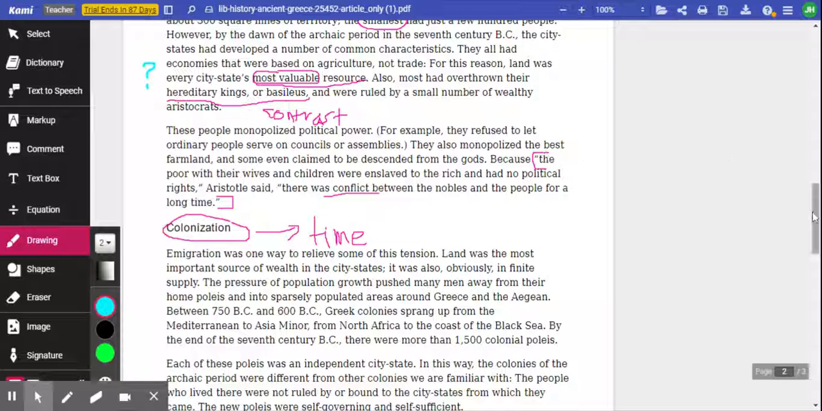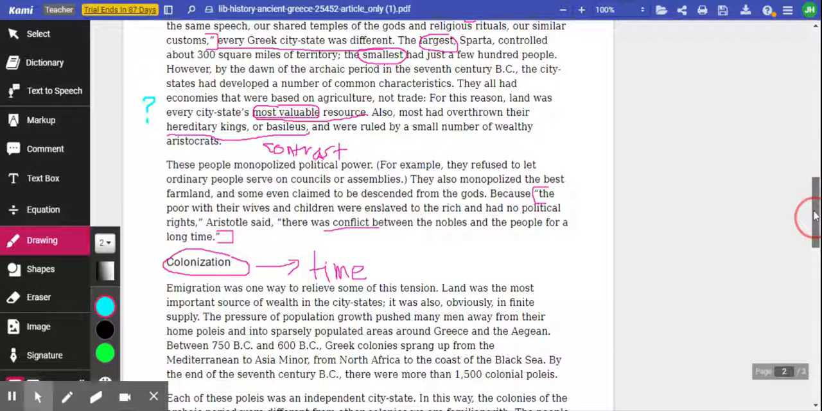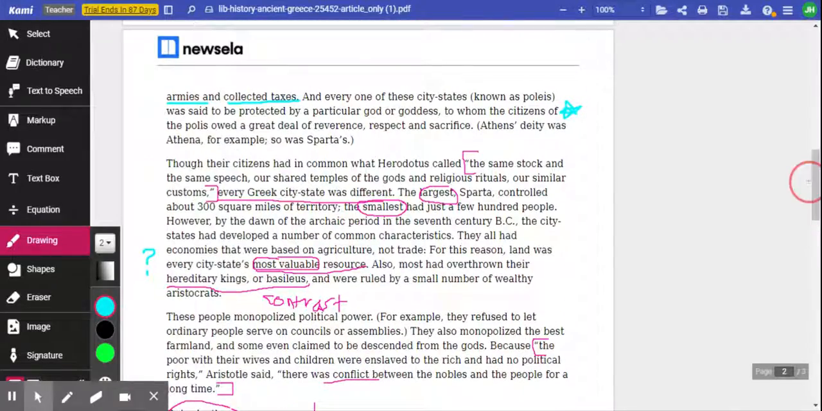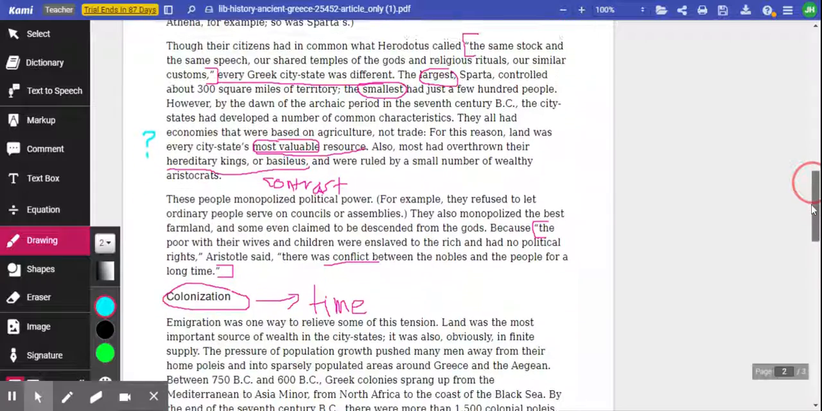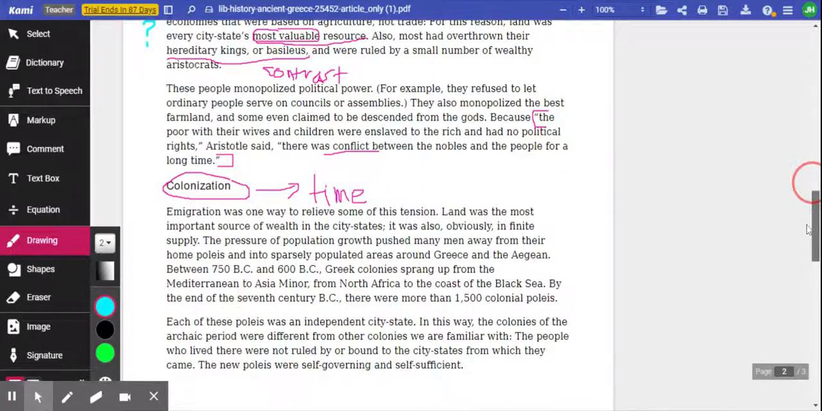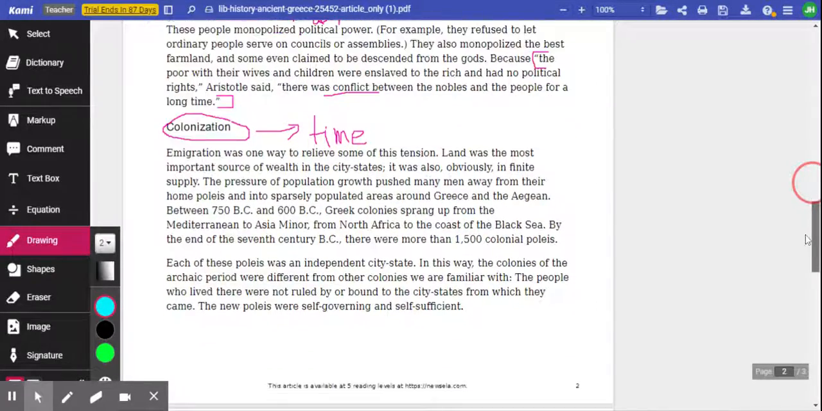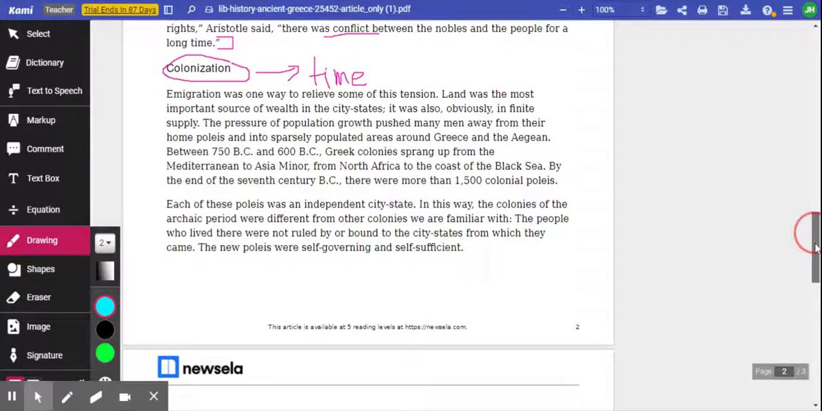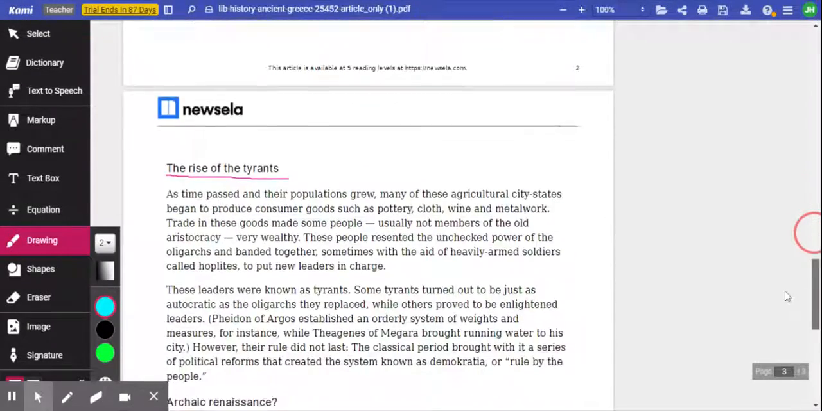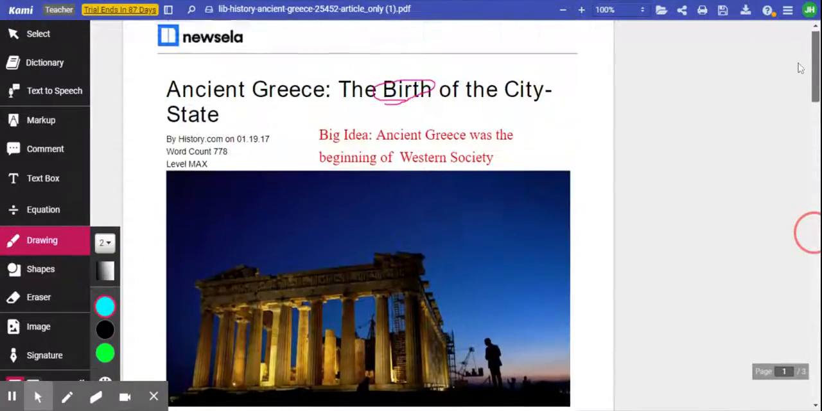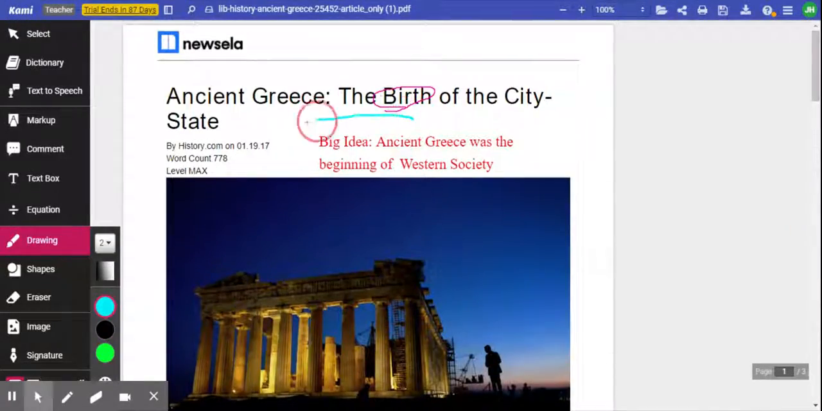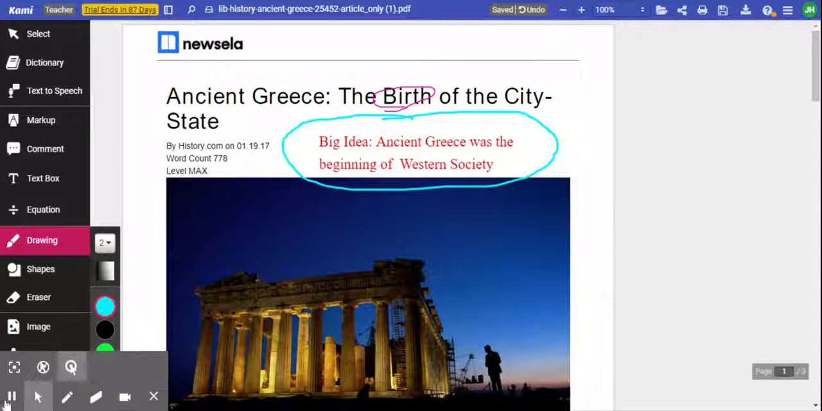All right, so I think we got the biggest and the most essential supporting details here in aqua at the beginning of this article. Now, just like last time, I'm going to turn it over to you in Nearpod, and you are going to annotate the last three sections for essential details, remember, that connect to this big idea that ancient Greece is the beginning of Western society. Go do that and submit it, and we will be good.